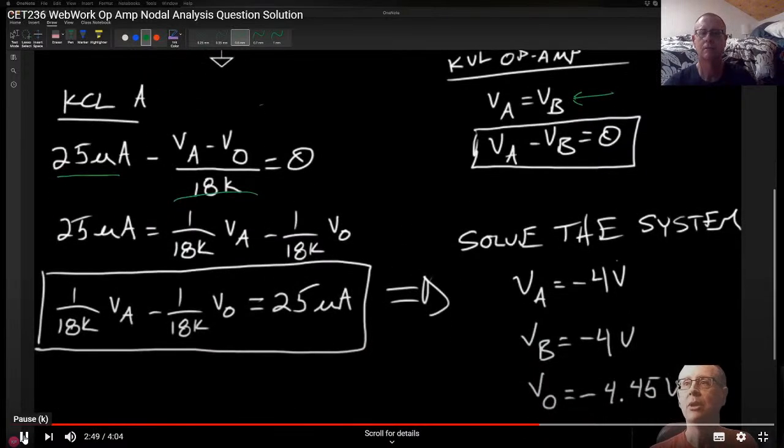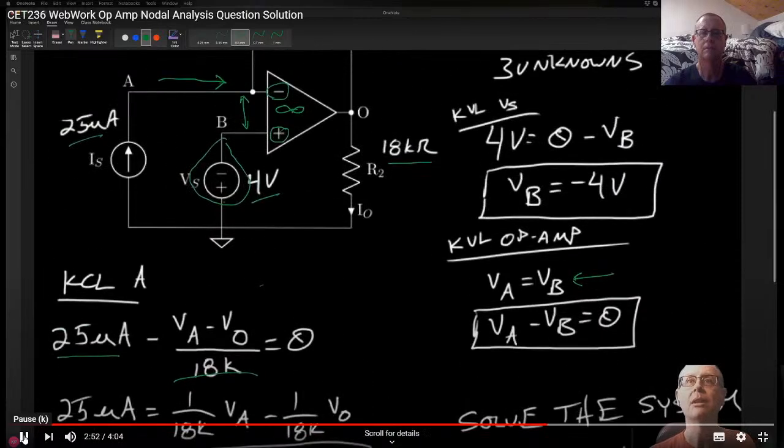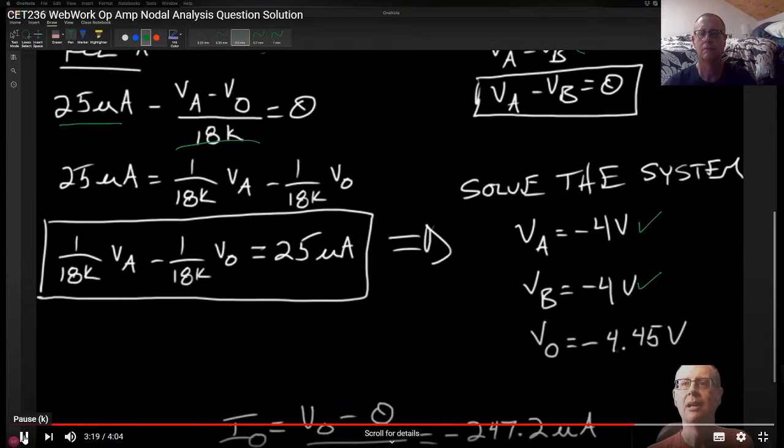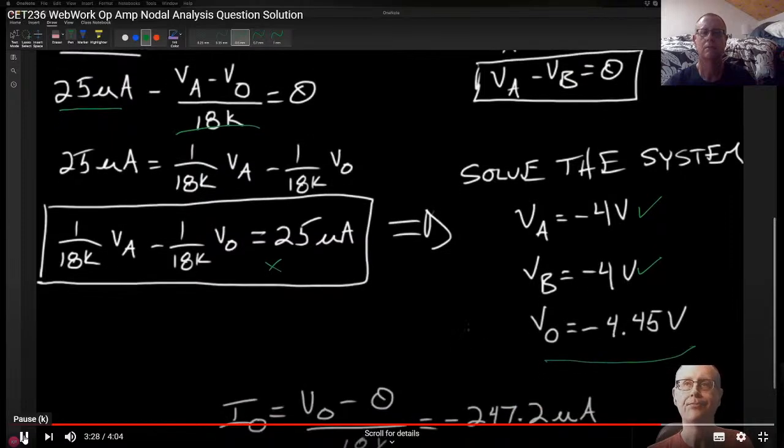And then solving the system, we already know VB is minus 4 volts, right? The positive side of the voltage source is connected to ground, so we're dropping 4 volts when we get to node B. So VB is minus 4, and then we know that VA, because of the ideal nature of the op-amp and the virtual earth idea, the difference between the two inputs on the op-amp can't be anything other than 0. And so both of those are minus 4 volts, and then plugging the VA value into this equation here gets us what V out is.